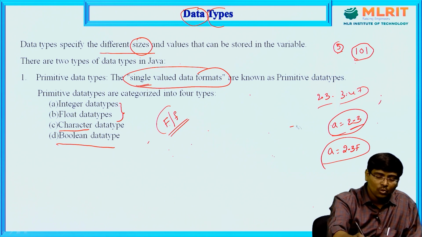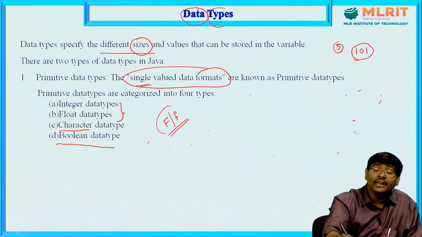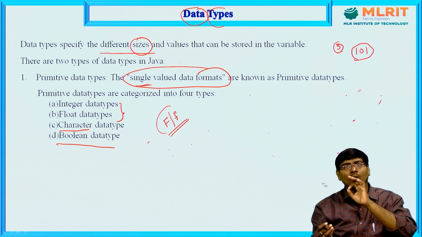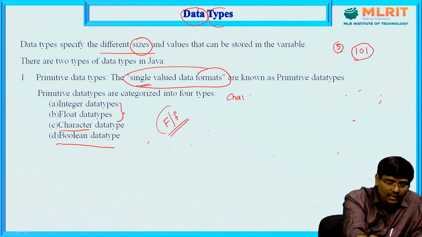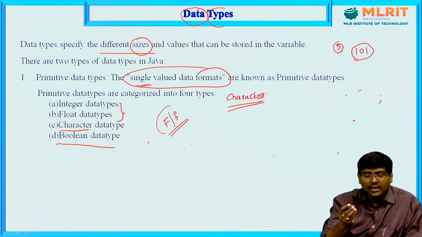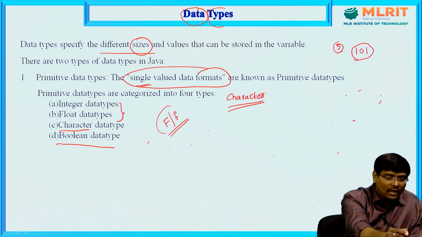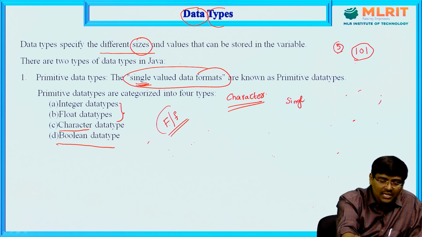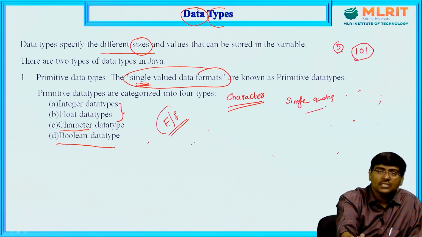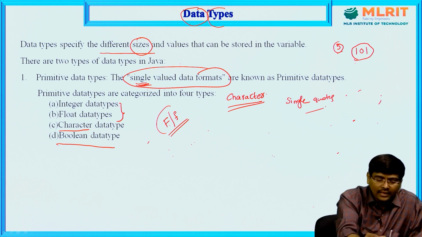These two are the categories for storing numeric data. Remember, data is not only numeric. Character data is also there. So the next category is character data. Character data means any single value, as you already know, that is placed in single quotation. A single value placed in single quotation is called a character.